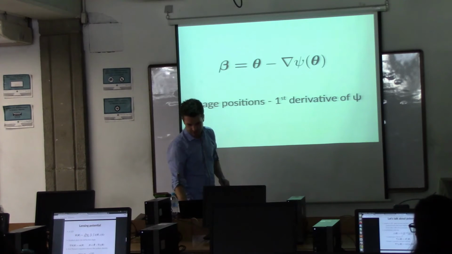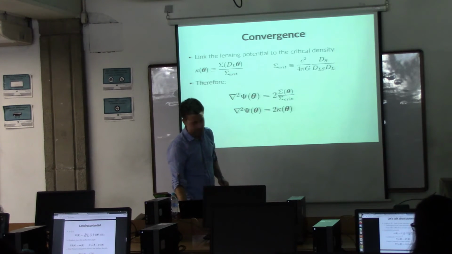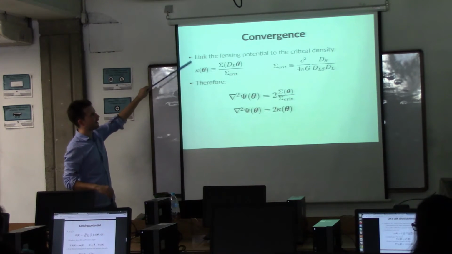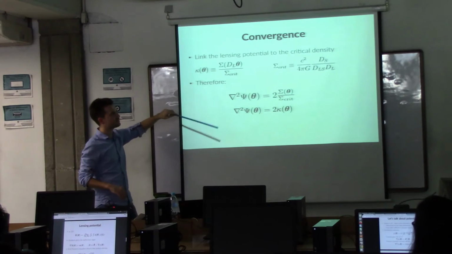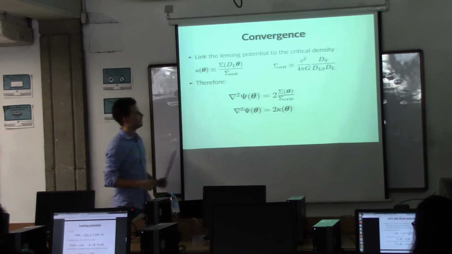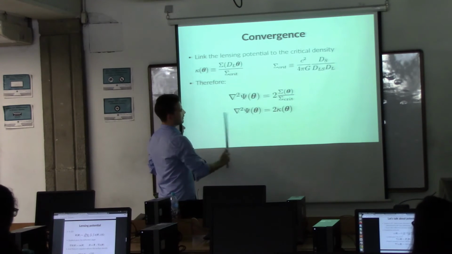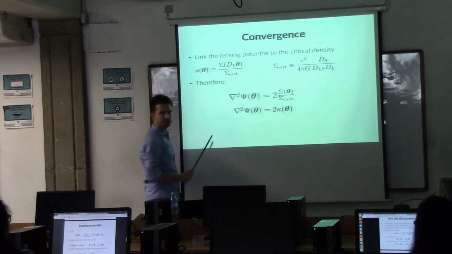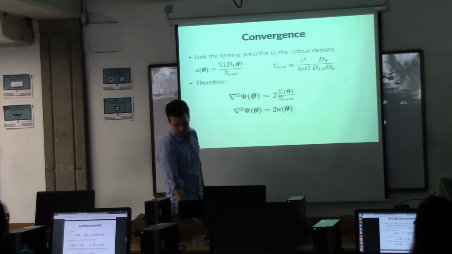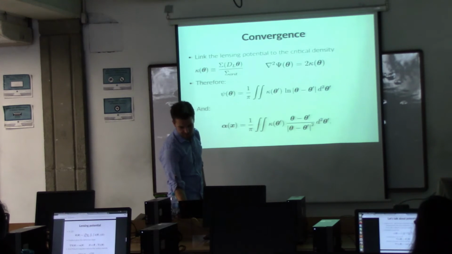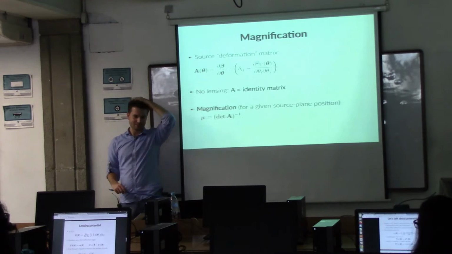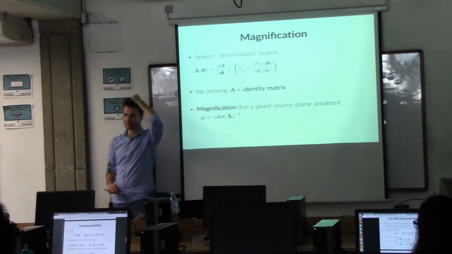I'll skip the next slide, which is just introducing convergence, or just to explain, convergence is a handy thing where you relate your surface density to the critical density. So now your second derivative of potential becomes convergence, but that's not important in this case. What is going to be the painful bit here is the magnification.